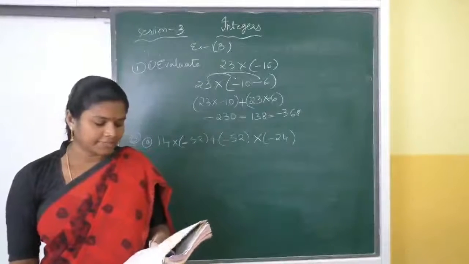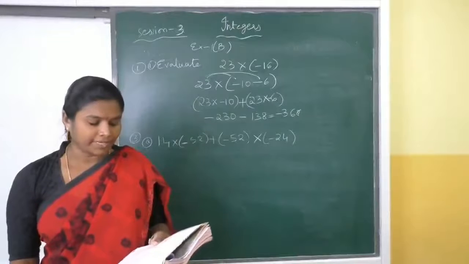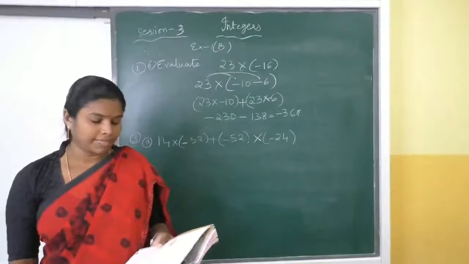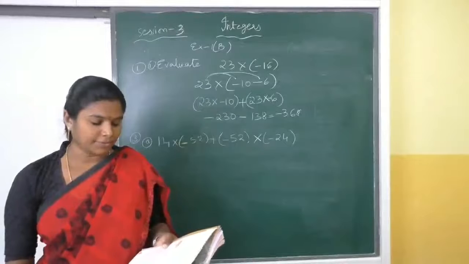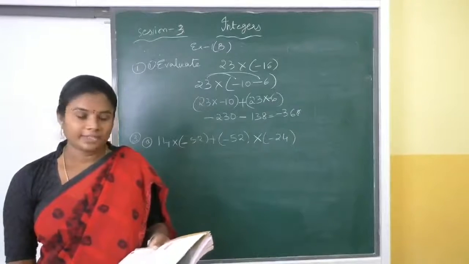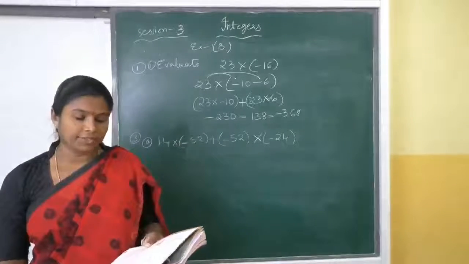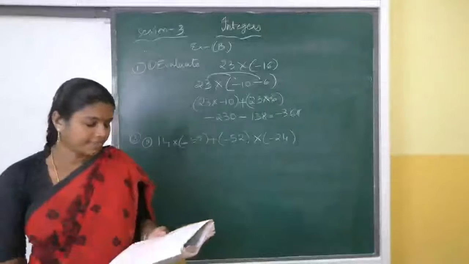Next one, E bit. Minus 90 into minus 5. So again the same, minus into minus gives the result with symbol plus. 9 fives are 45. So 450. The answer is, 90 into 5 is 450. So plus 450.